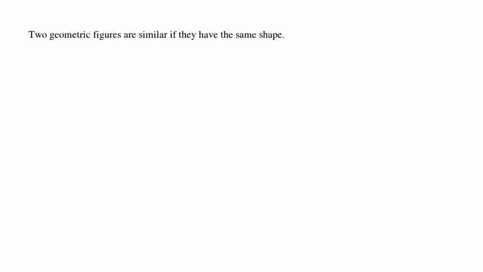Every square is similar to every other square. Every isosceles right triangle is similar to every other isosceles right triangle. Let me quickly add a note of clarification. Similar shapes, similar figures, do not have to have the same size. All right?